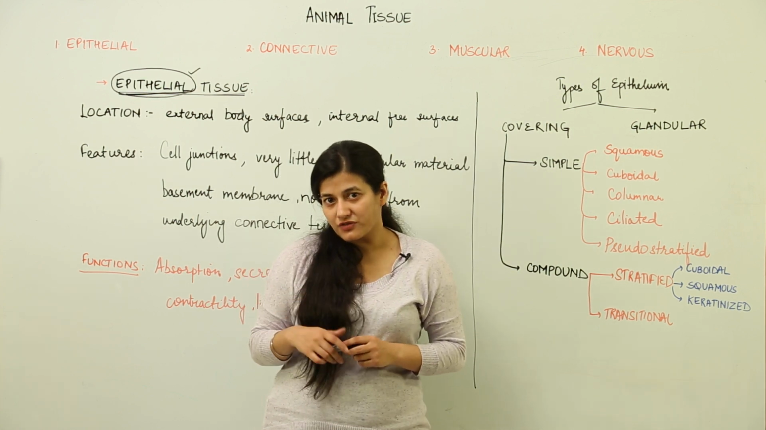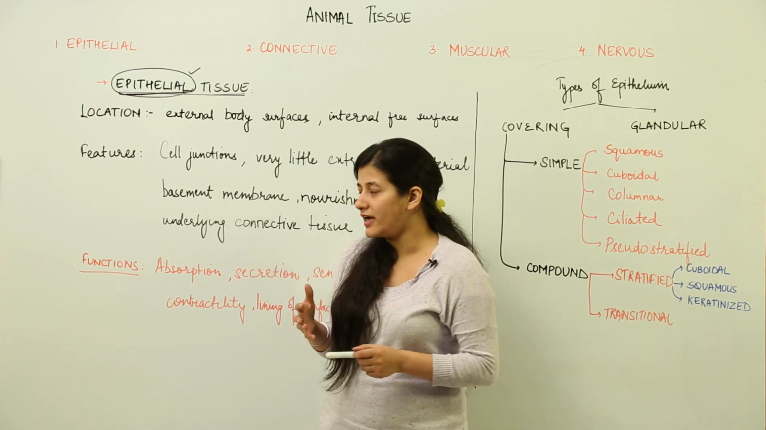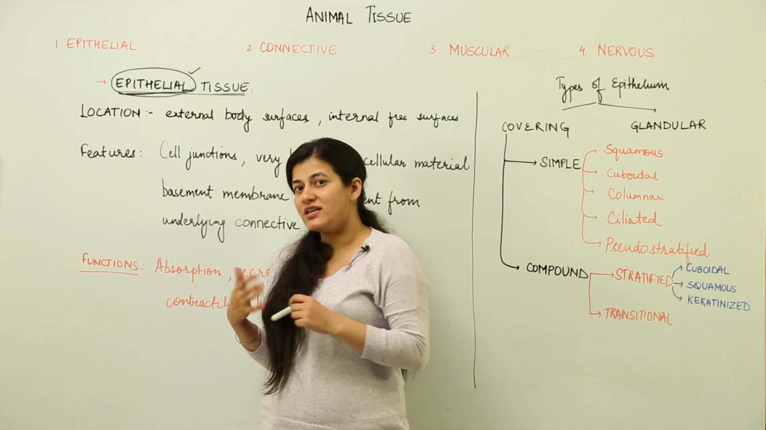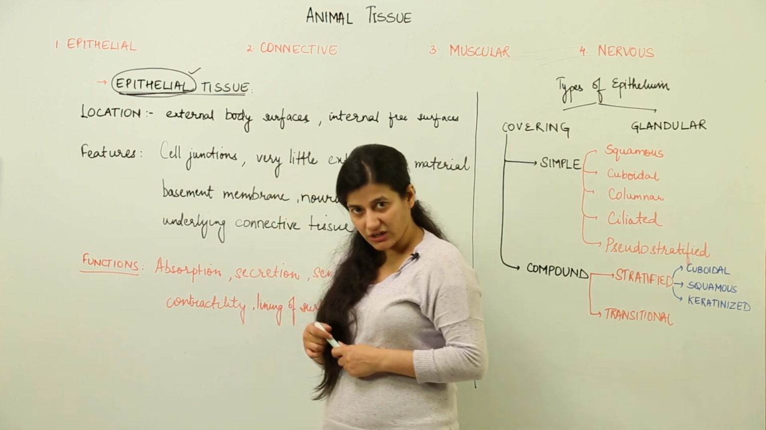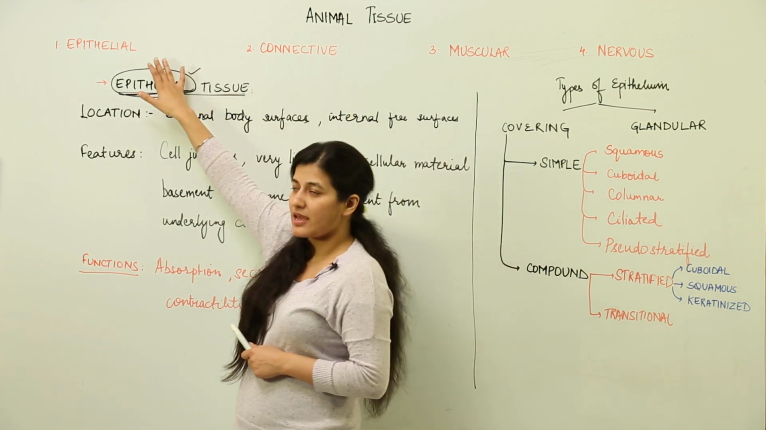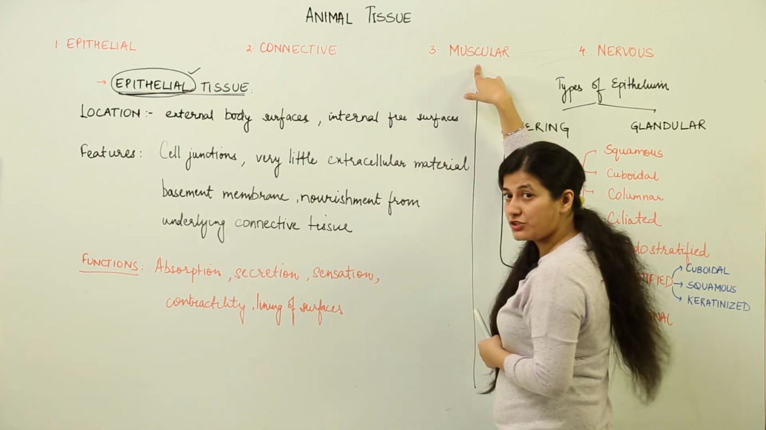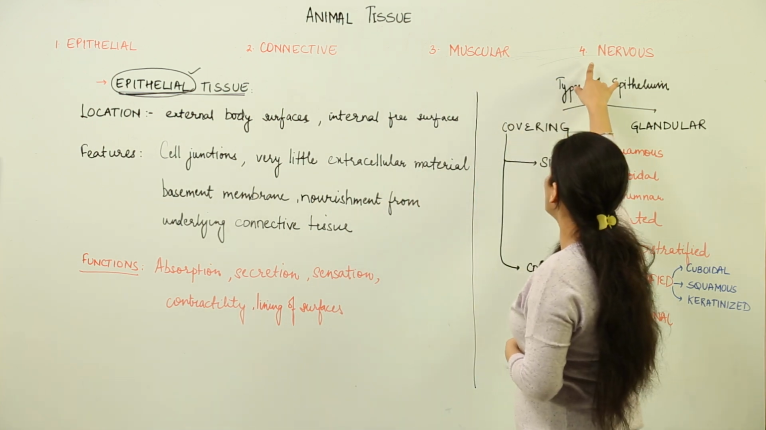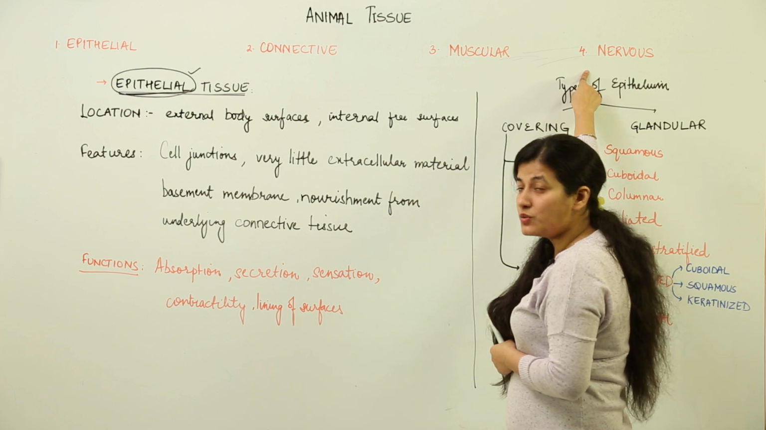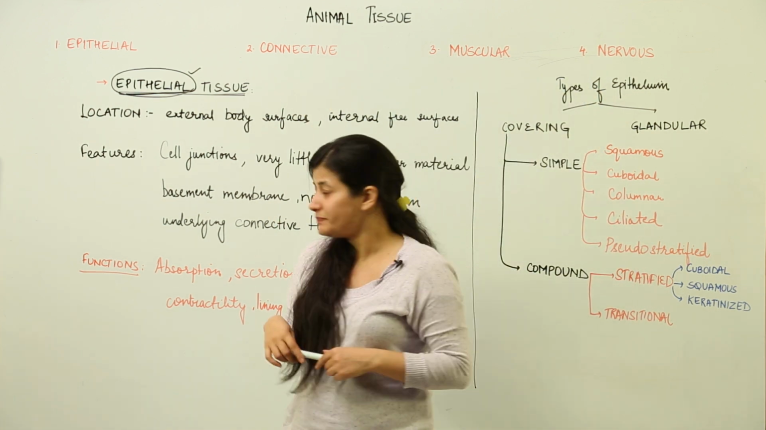So there are four types of tissues which form all the organs in our body. What is a tissue? You know that it is a group of cells which is designated to perform a particular function. So there are four types of animal tissues. First is the epithelial tissue, second is the connective tissue, third is the muscular tissue, and fourth is the nervous tissue, which is responsible for the guidance and control by the brain.